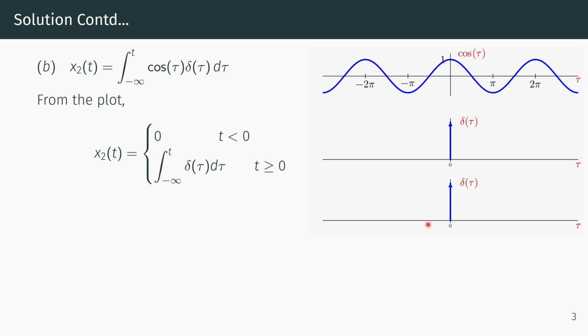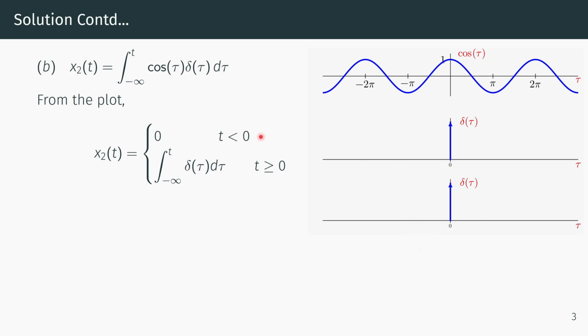By again using the same analogy we used for the previous problem, what happens when t is less than 0? If we integrate from minus infinity to t, and t is less than 0, we don't have any signal, and hence that integral would be equal to 0. When t is greater than or equal to 0, let's say t is somewhere here, if we integrate from minus infinity to t, the integral limits include the Dirac delta function, and that fellow's area would be equal to 1.